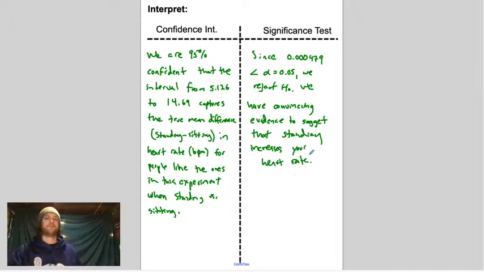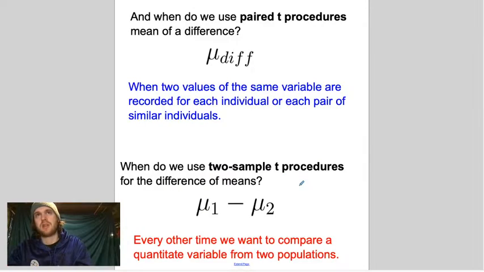Bingo. That's it. Okay. So here's the issue. You know how to do a paired t-test. You know how to do a standard 2-sample t-test. How on earth do we decide when we use what? Okay. So we use paired T procedures when we have two values of the same variable that are recorded for each individual or for each pair of similar individuals.